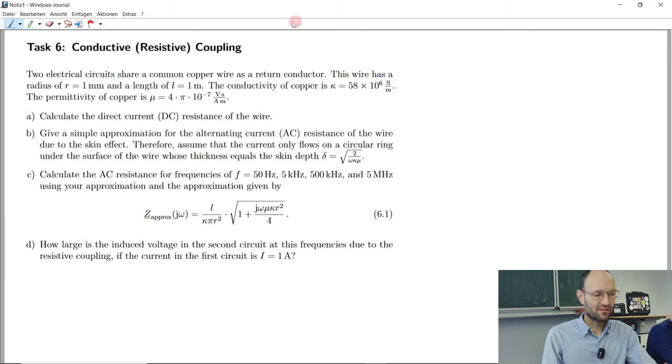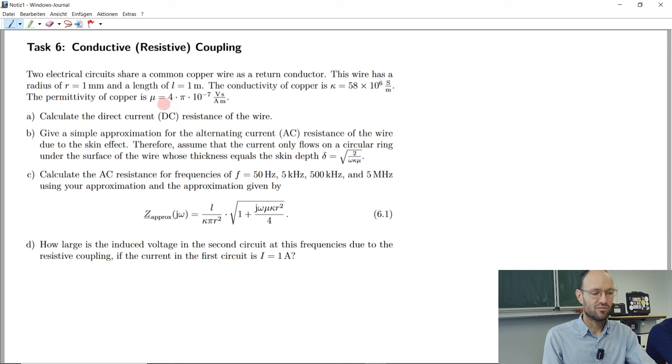So in this task 6, which is about conductive coupling, also sometimes called resistive coupling, or you could also call it impedance coupling, we have two circuits, and these two circuits share a common copper wire as a return conductor. And this wire should have a certain radius of 1 millimeter and a certain length of 1 meter. And the conductivity of copper is given and the permittivity is given.